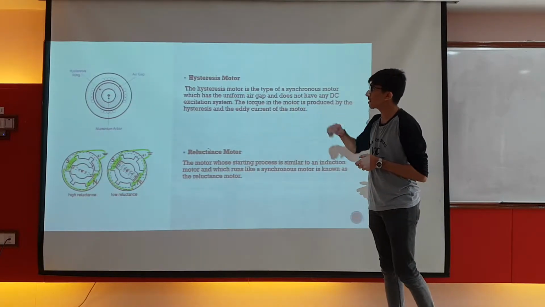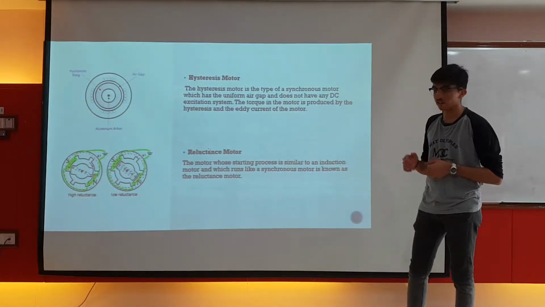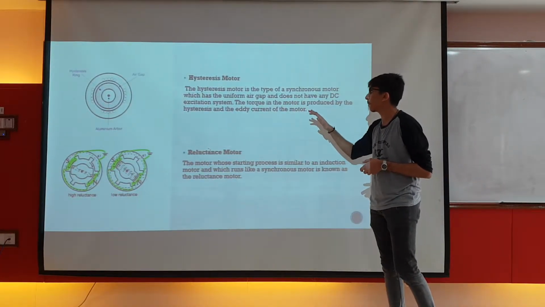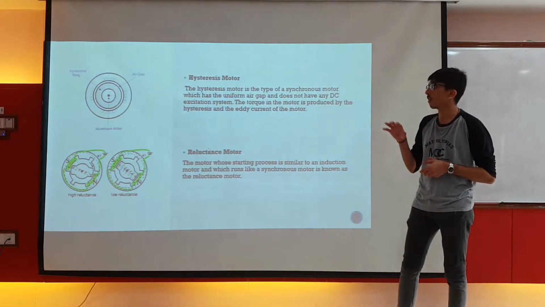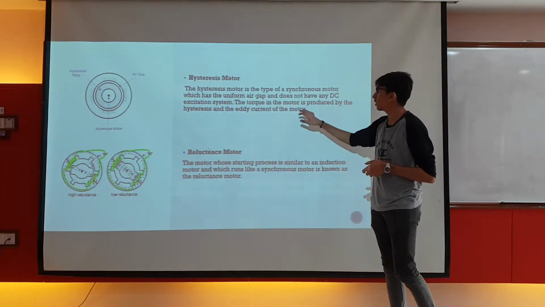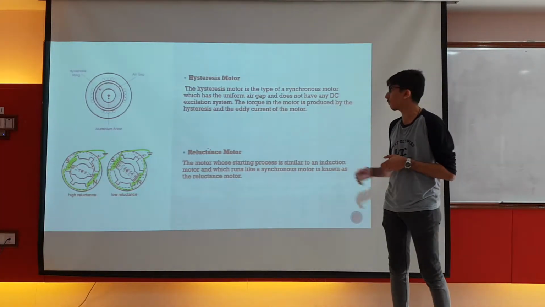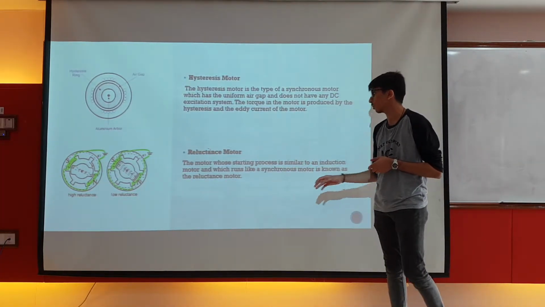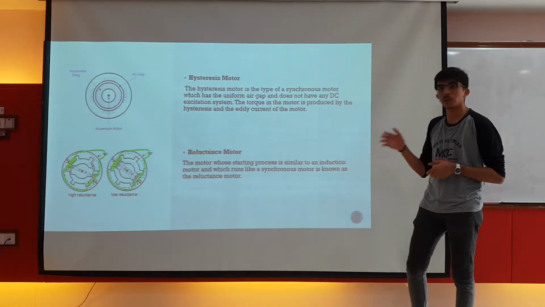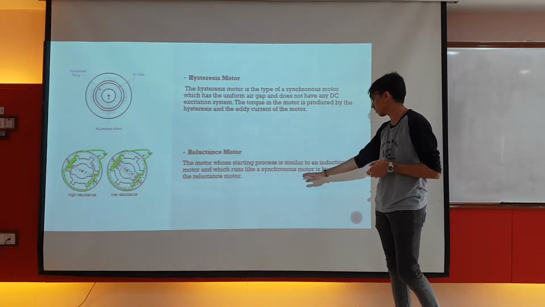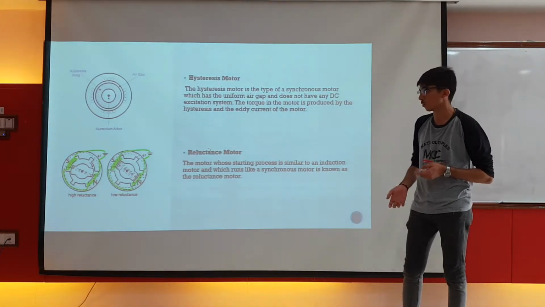The hysteresis motor is a type of synchronous motor which has a uniform air gap and does not involve any form of DC excitation system. The torque in the motor is produced by the hysteresis and eddy current of the motor. For the reluctance motor, its starting process is similar to an induction motor, which then runs like a synchronous motor and is also known as the reluctance motor.